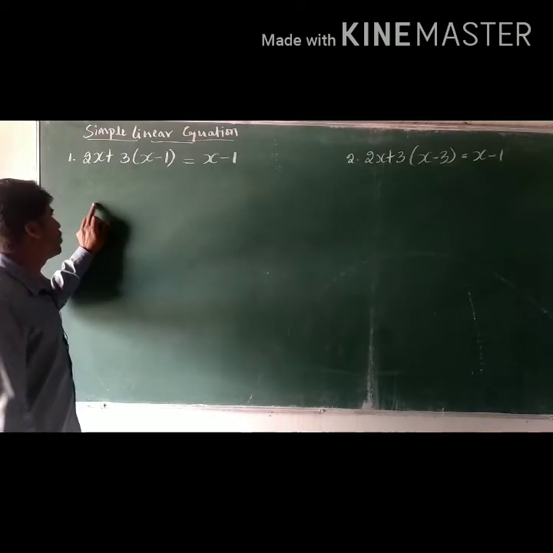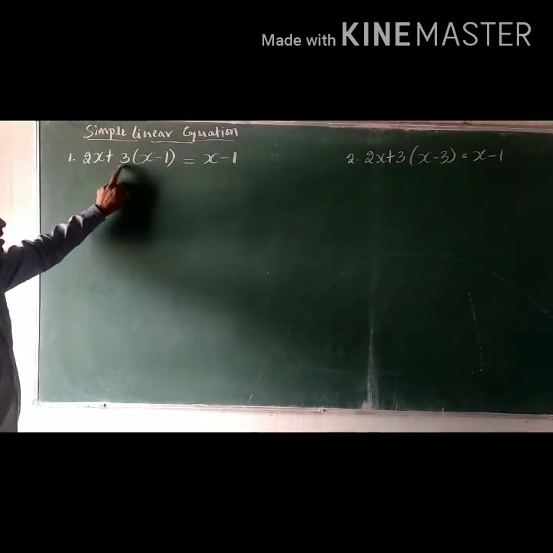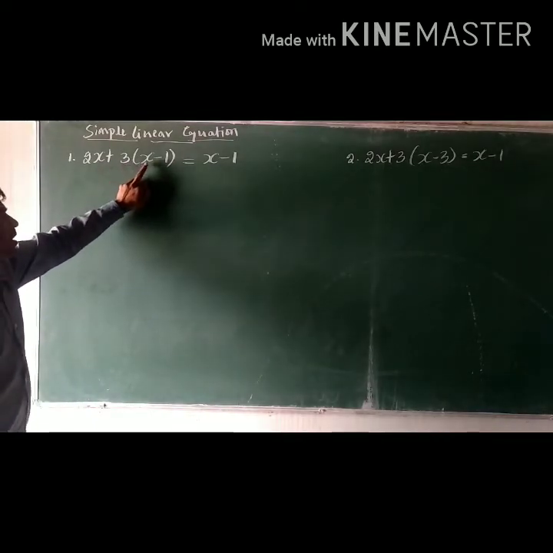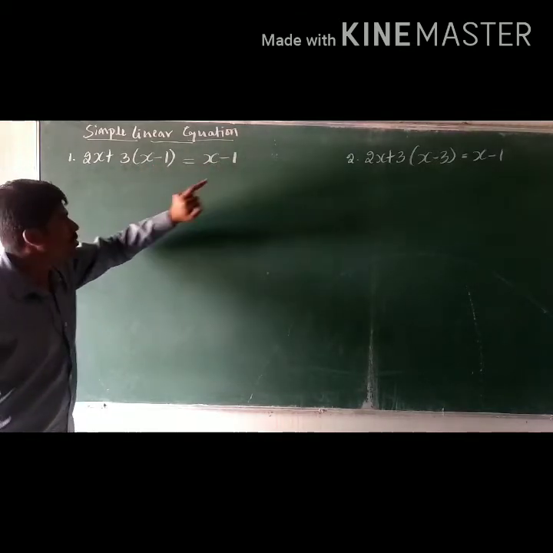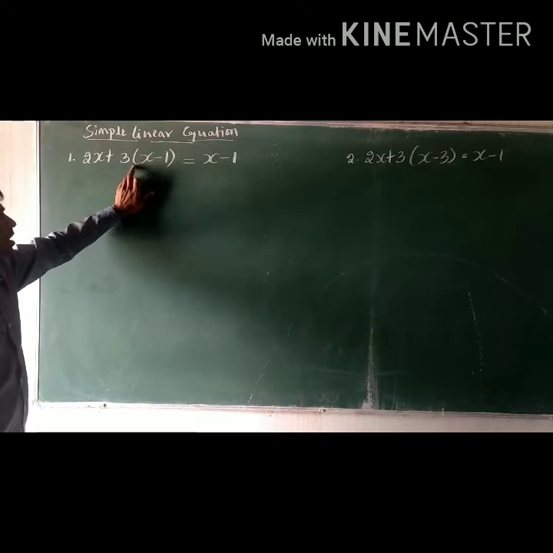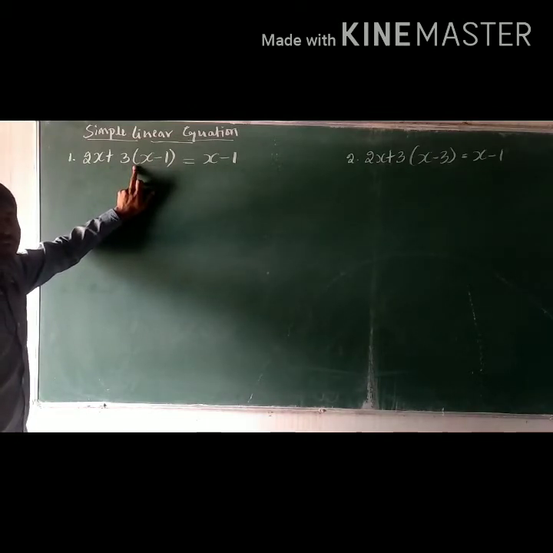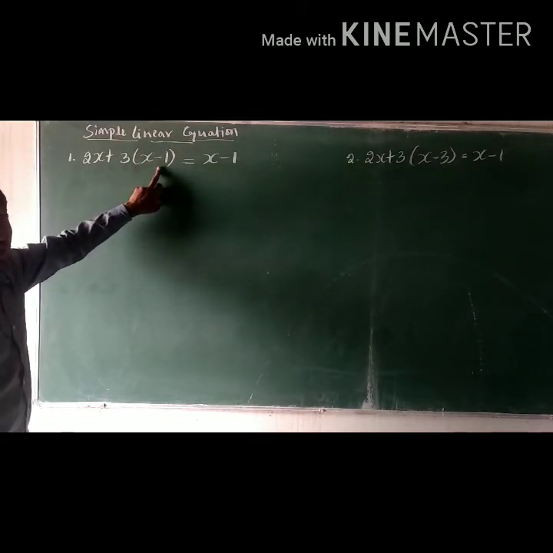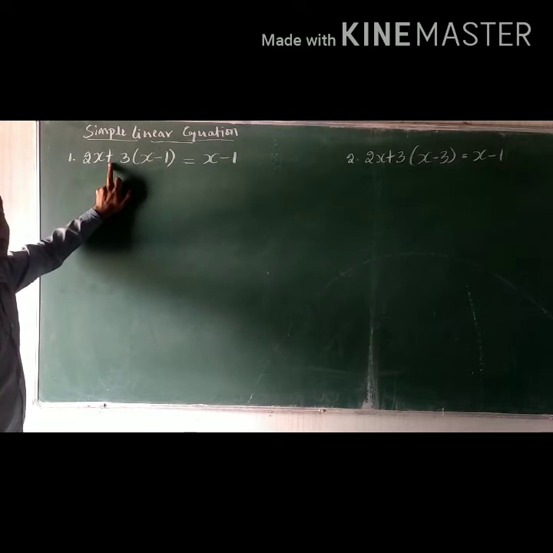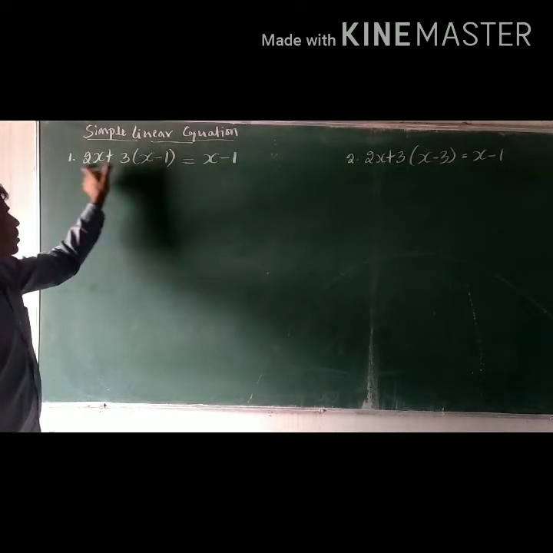The first problem is 2x plus 3 within brackets, minus 1, is equal to x minus 1. Whenever there are brackets like this, we consider it as multiplication, multiplying the number with the whole expression inside. When this kind of symbols are there, we are not to multiply or add across them, because this is some other equation, and that is some other equation.